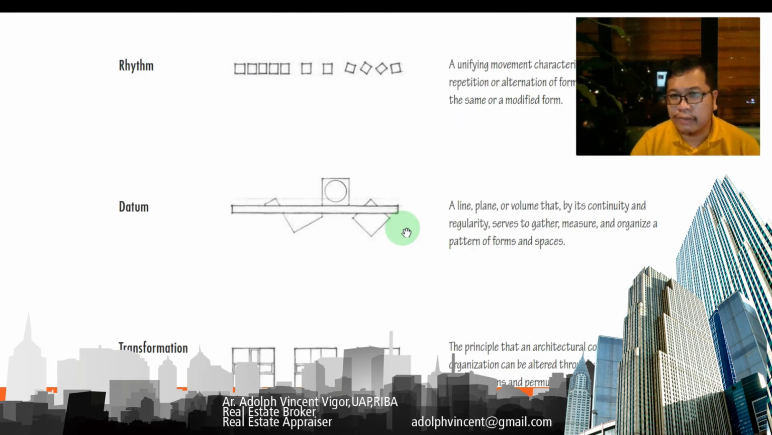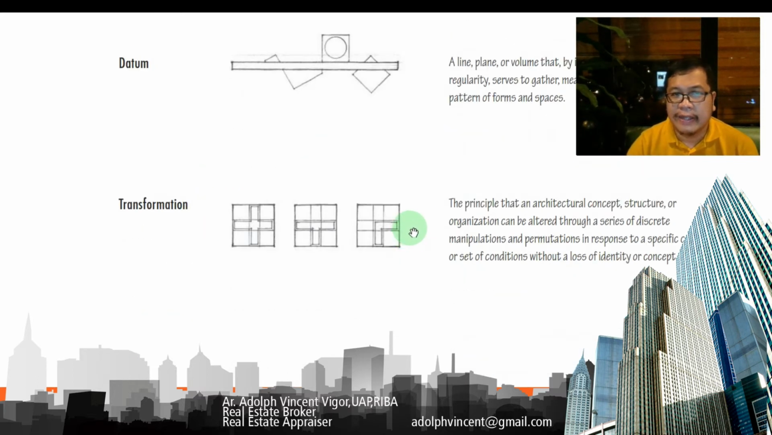Then another is what you call a datum. So a datum is a line, plane, or volume that, by its continuity and regularity, serves to gather, measure, and organize a pattern of form and spaces. Okay, so this is an example of a datum here. Then we have also transformation.